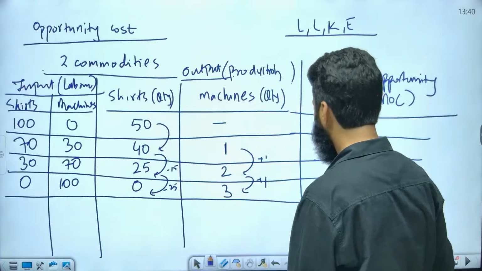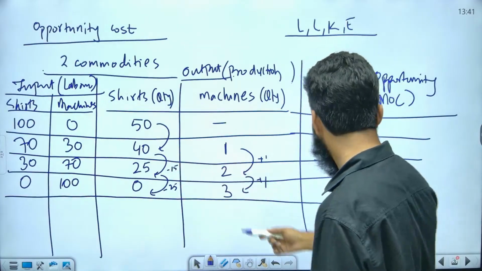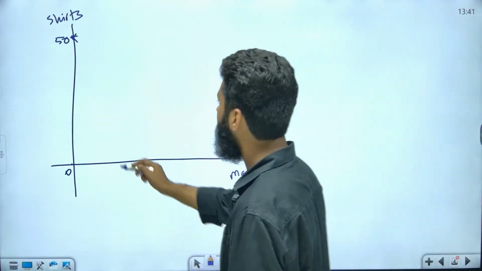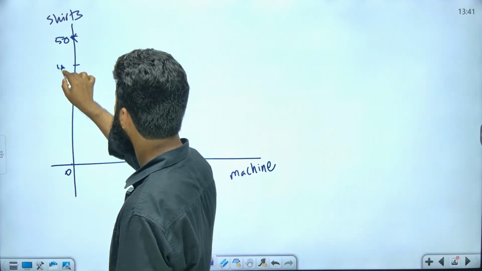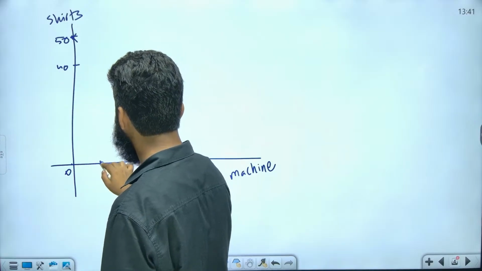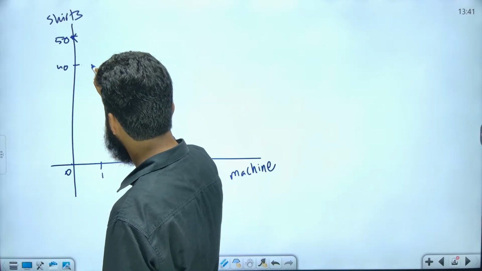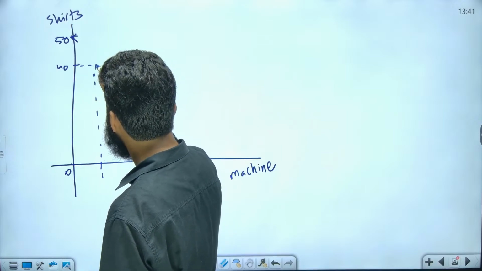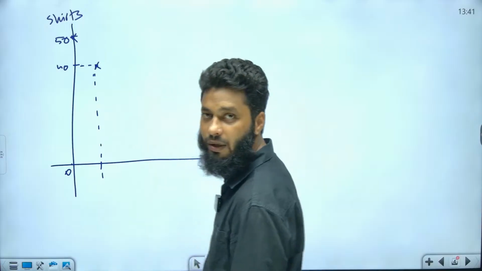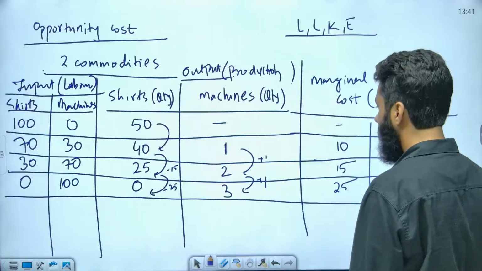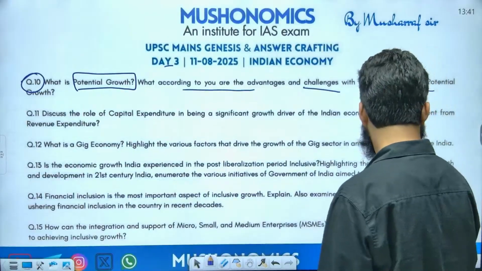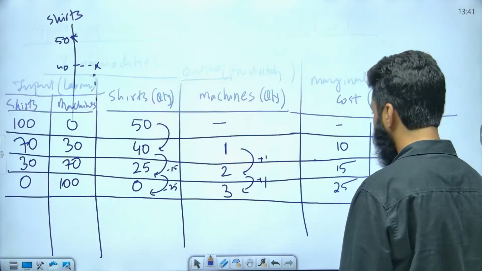Now 40 shirts, 1 machine. This is 40 shirts and this is 1 machine. So this will be your point: 40 shirts and 1 machine.